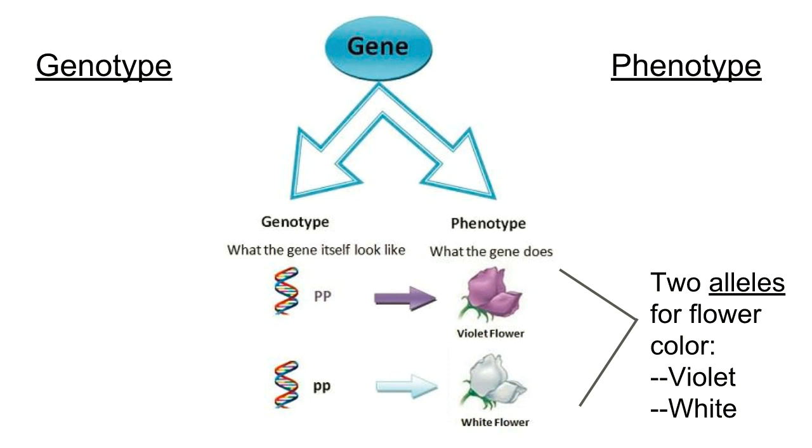Now, when we talk about alleles, we might be talking about a particular trait, like flower color. But alleles are different versions of that flower color. For example, in this example, it's violet and it's white. So flower color is the trait, and the alleles are violet and white, and what it actually looks like is its phenotype.